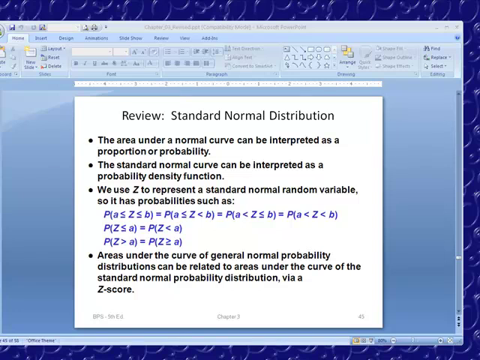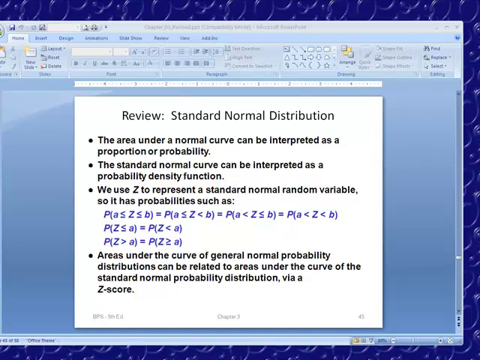So a quick review of the standard normal curve. We know that the area under the normal curve can be interpreted as a proportion or a probability. The standard normal curve can be interpreted as a probability density function. We use z to represent a standard normal random variable, so it has probabilities such as the ones that you see on this slide. And areas underneath the curve of general normal probability distributions can be related to the areas under the curve of the standard normal probability distribution via what we're going to learn now, called the z-score.